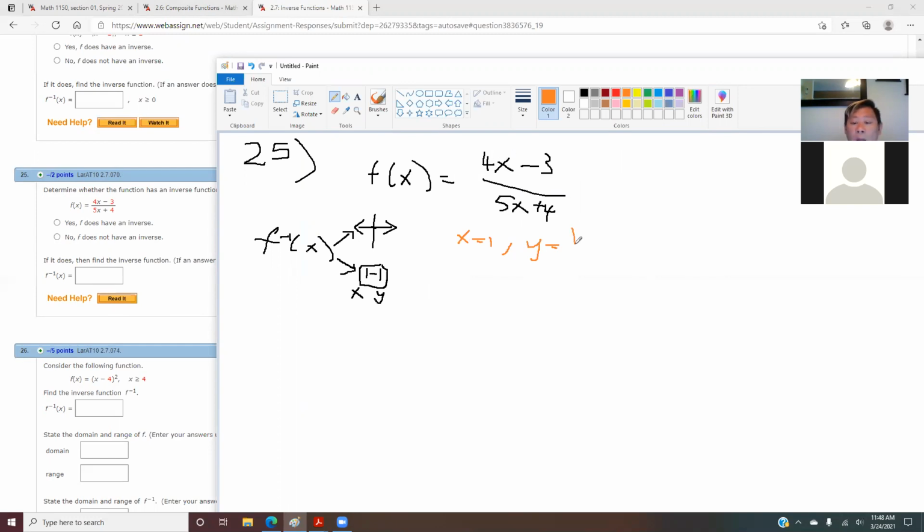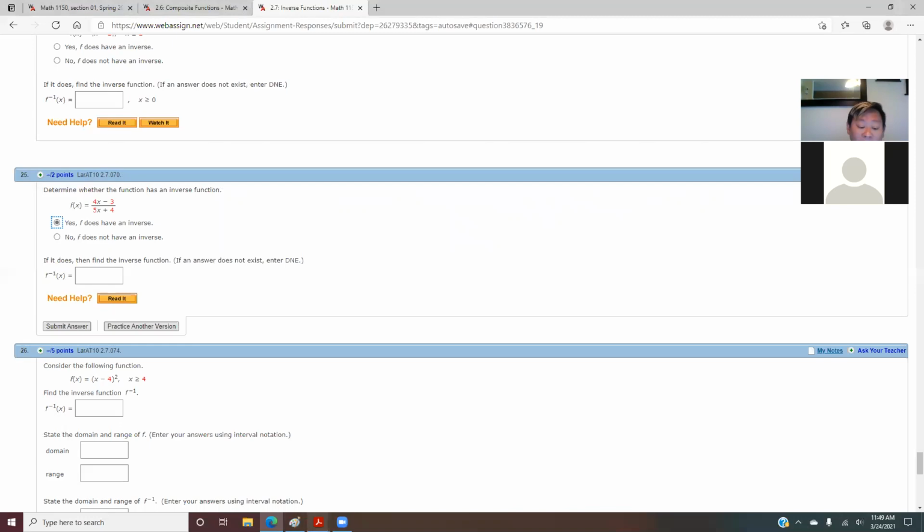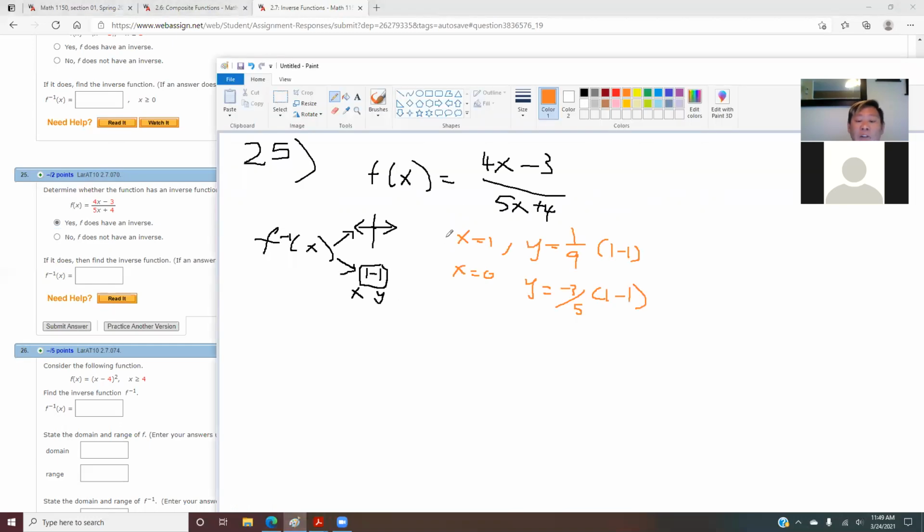So this will be 1/9, because 4 minus 3 is 1 and 5 plus 4 is 9. What we have is 1-to-1, because for one x value you get one y answer. You don't have a plus minus, so you have no two answers. And if you plug in any number you want, so when x is 0, this is -3 and this is 5. You also get 1-to-1. That means you only get one answer in this case. So for this case, yes, it does have an inverse function. The reason it has an inverse function is because it passed the 1-to-1 test.